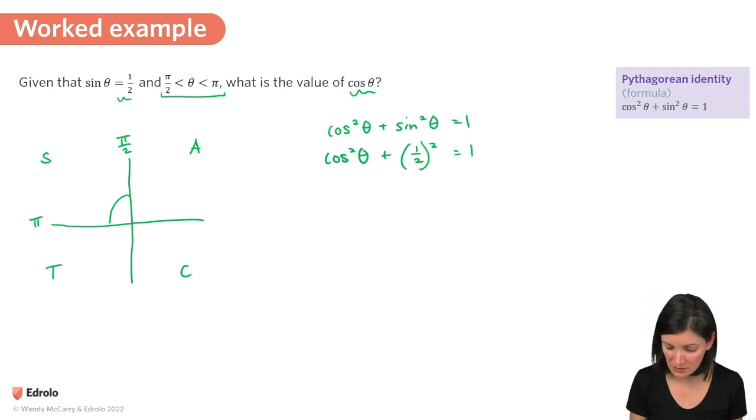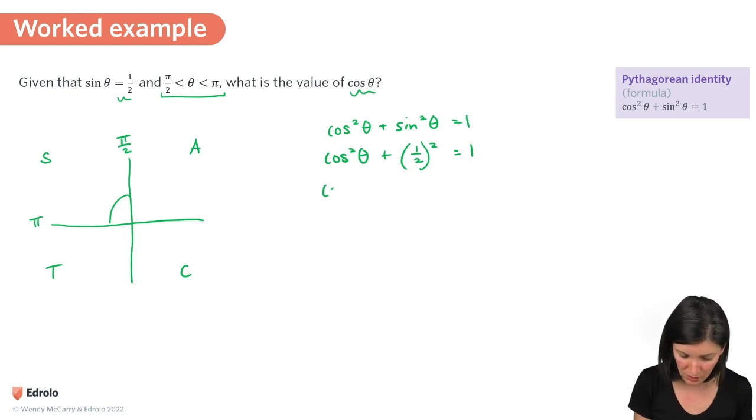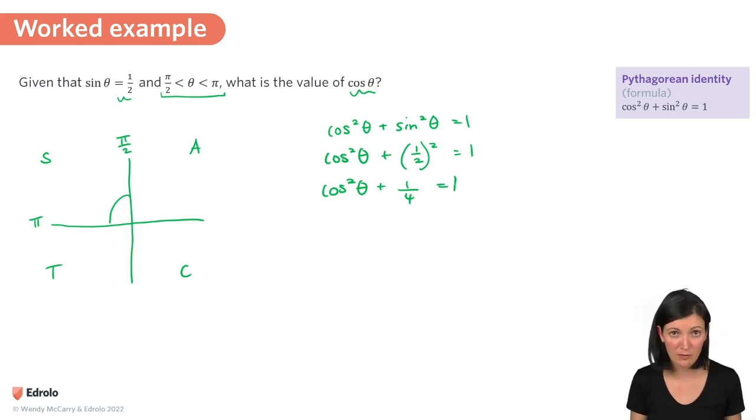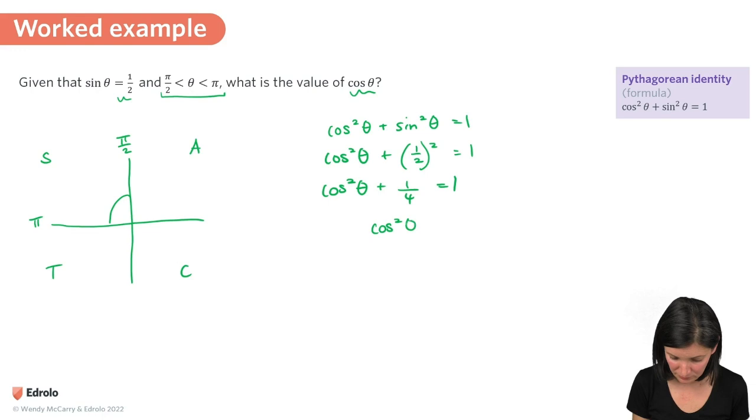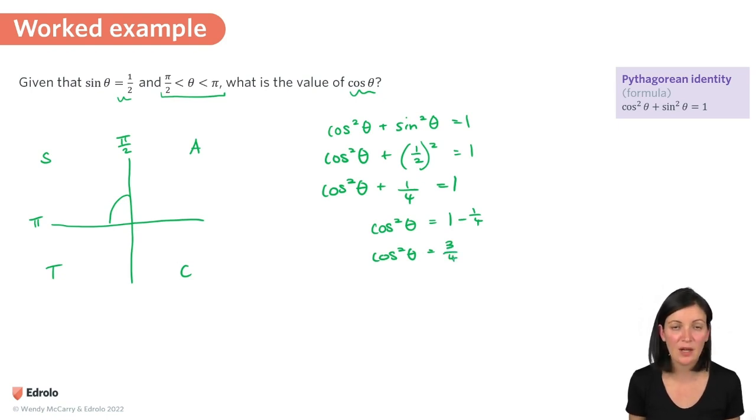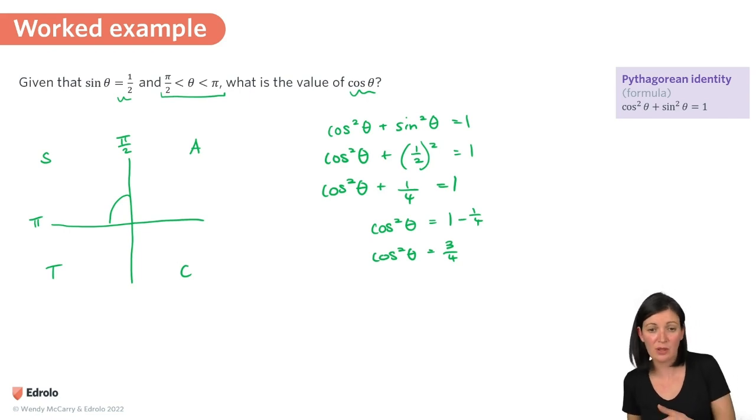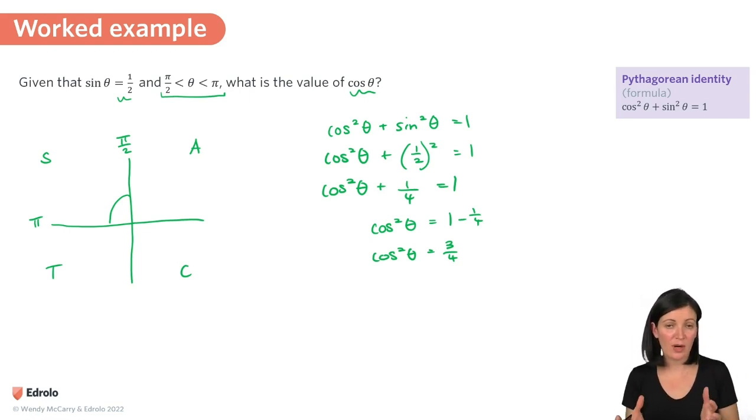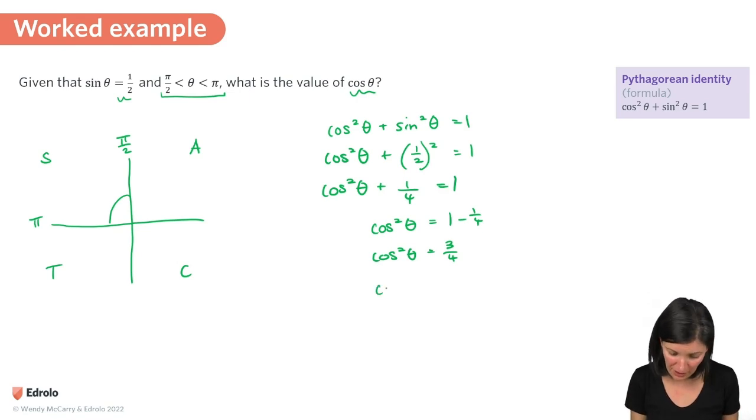Okay, and now I'm just going to go through and solve. I'll work out half squared. So cos squared theta plus a quarter equals 1. I'm going to subtract a quarter from both sides. So that gives me cos squared theta equals 3/4. And now to find cos theta, I'm just going to take the square root of both sides. Just like if I had x squared equals 3/4, if I've got cos squared theta, to find just cos theta, I've got to take the square root of both sides.